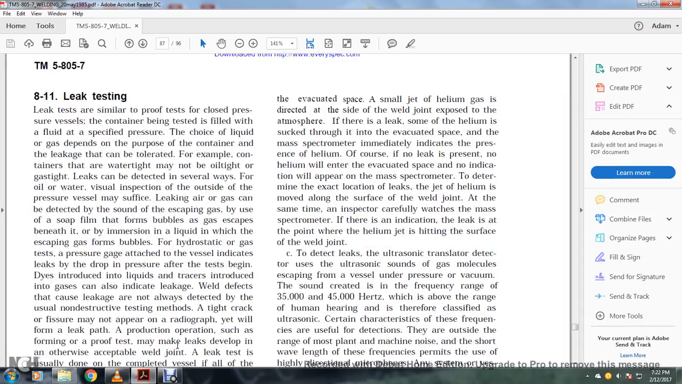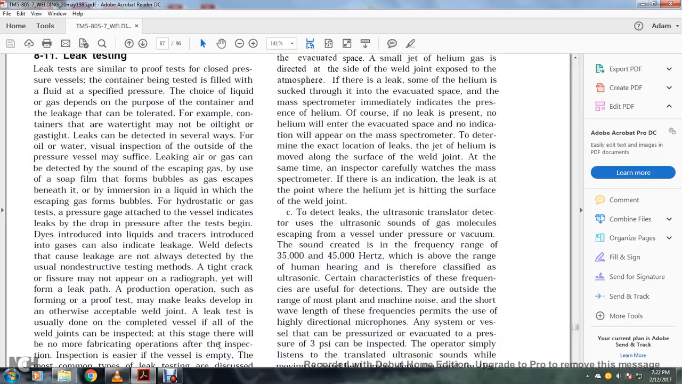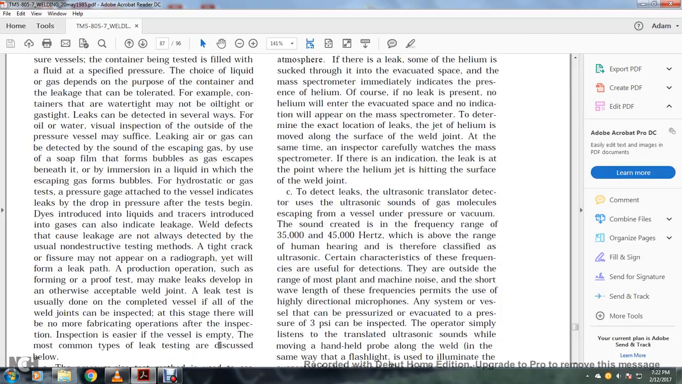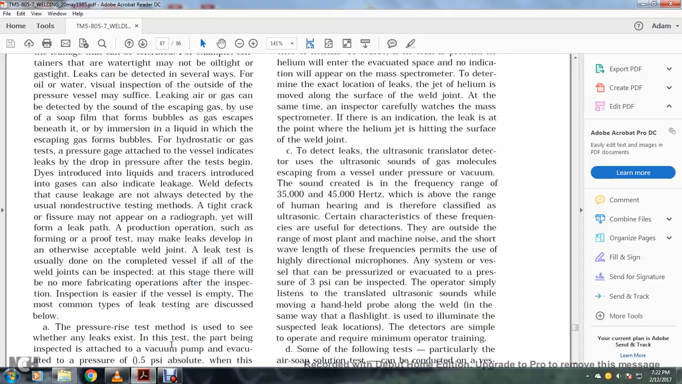A tight crack or fissure may not appear on a radiograph yet will form a leak path. A production operation such as forming, or the proof test, may cause a leak to develop in an otherwise acceptable welded joint. A leak test is usually done on the completed vessel. If all the welded joints can be inspected at the same time, at this stage there will be no more fabrication operations after the inspection. Inspection is easier if the vessel is empty. The most common types of leakage tests are discussed below.